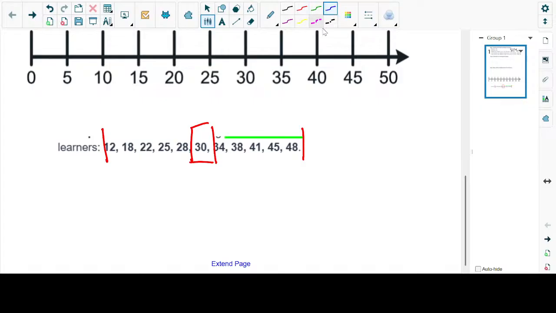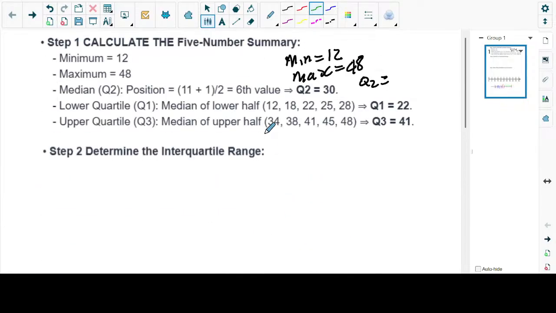Now what is going to be our Q1, which is 25% of the data? It means we're going to concentrate on the 5 values in the lower part. 12 goes with 28. And then 18 goes with 25. Then we have our lonely guy, which is 22. So Q1 is 22.